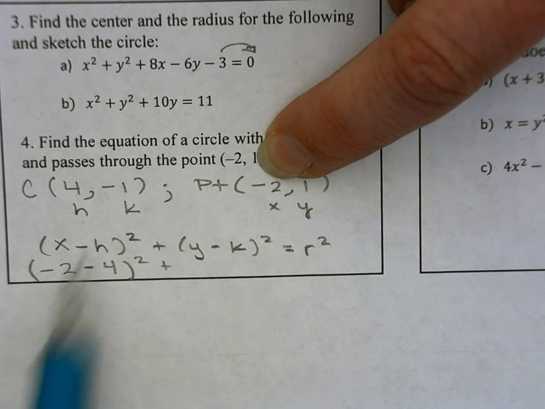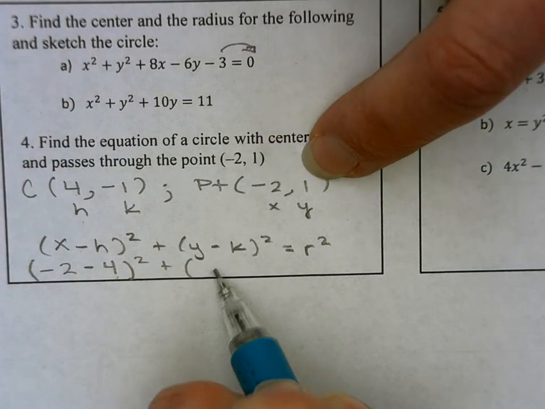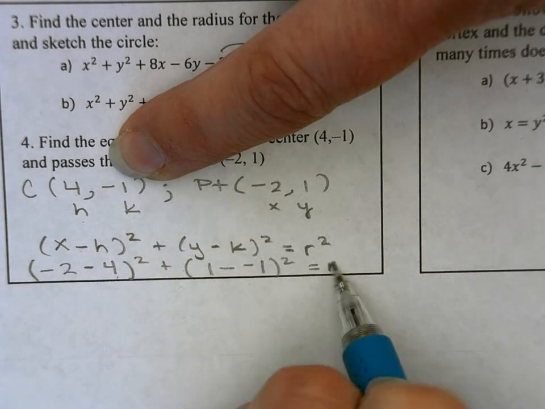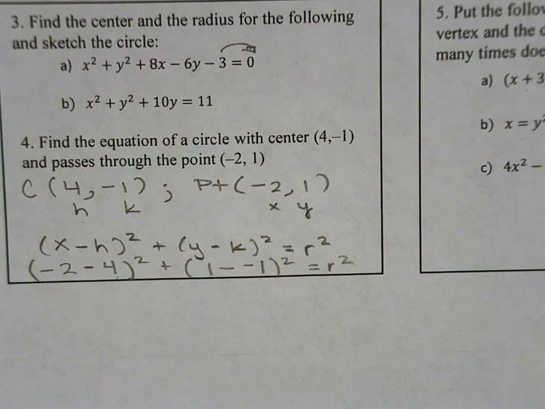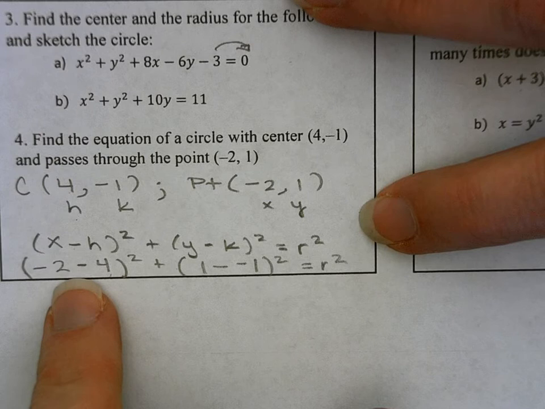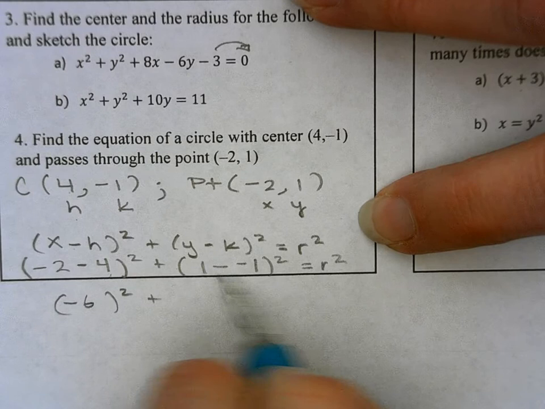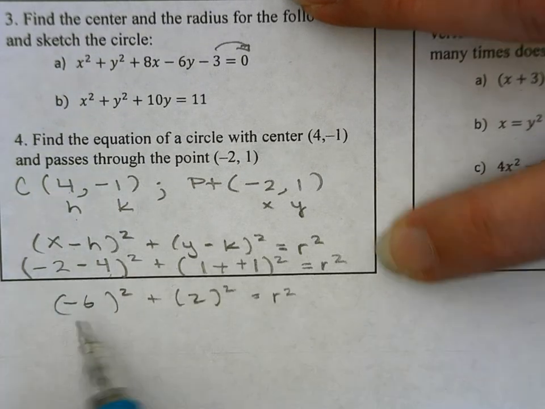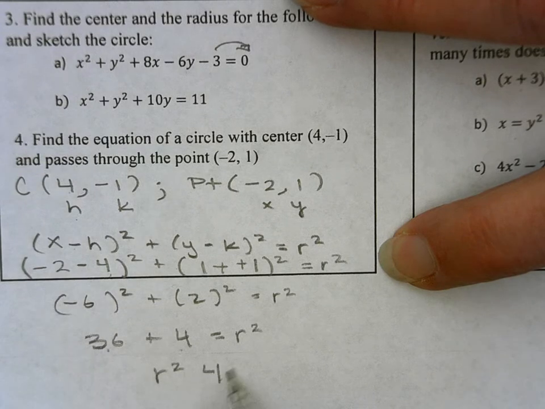So x is -2 minus h is +4. And do the same thing for my y term. So I have y is 1 minus k is -1 and then squared. Don't get in a rush, because when you do, you tend to make little mistakes. So be careful what you're doing, watch how you're substituting, and then be careful with your arithmetic. So this ends up being -6. And then this turns into 1 plus 1. So -6 squared is +36. 2 squared is +4. So then I know r squared is going to be 40.